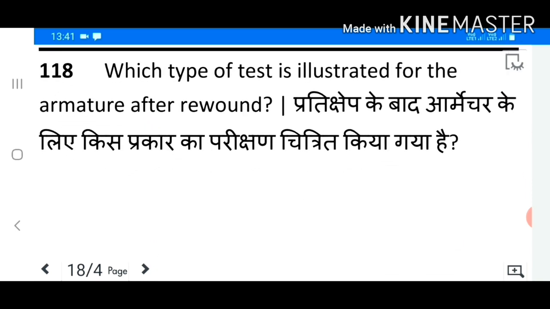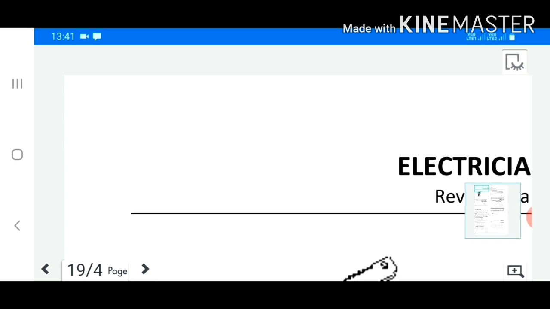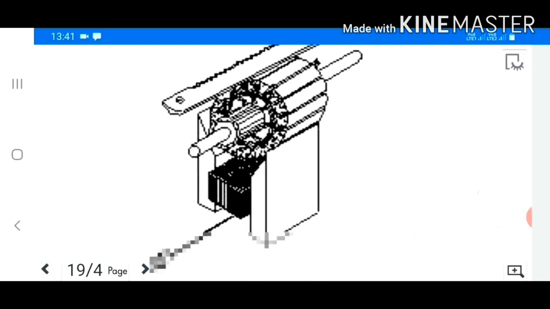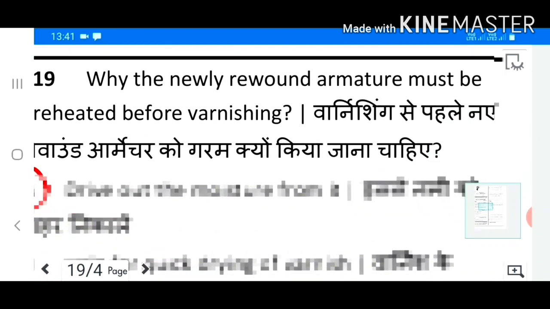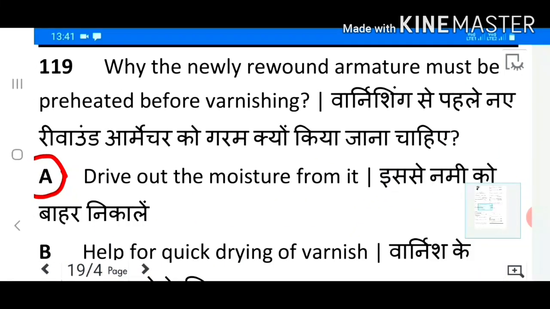118. Which type of test is illustrated for the armature after rewound? Answer B. Shorted coil test. 119. Why the newly rewound armature must be preheated before varnishing? Answer A. Drive out the moisture from it.